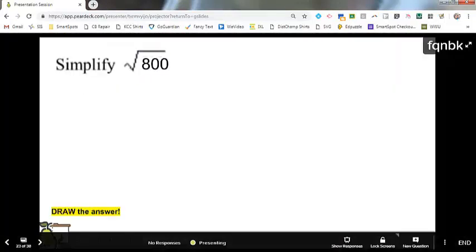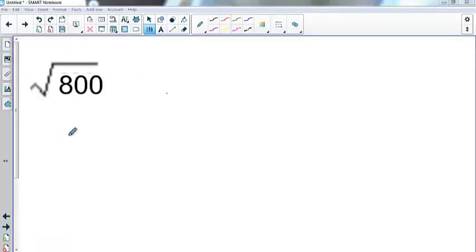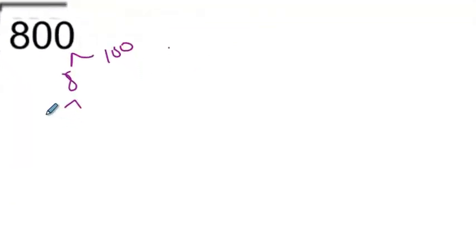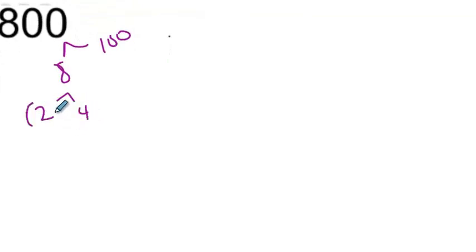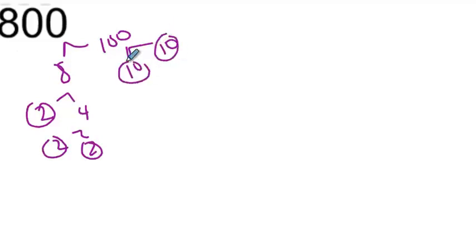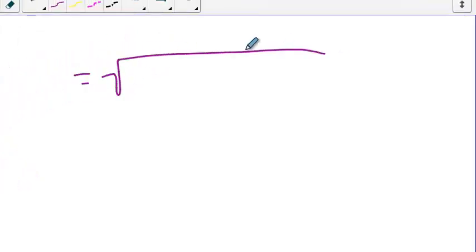On your own. So I'm going to factor tree it here. I have 8 and 100. 8 is 2 times 4, 2 and 2. 100, I can also just say this is 10 times 10, because that's a double. You see what I'm saying? So that equals radical 2 times 2 times 2 times 10 times 10.